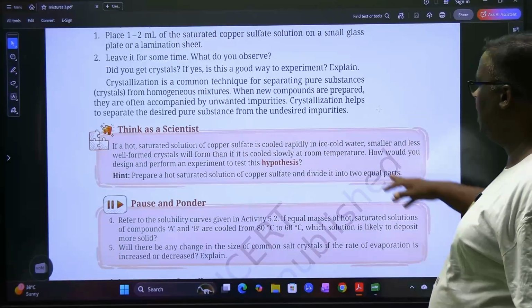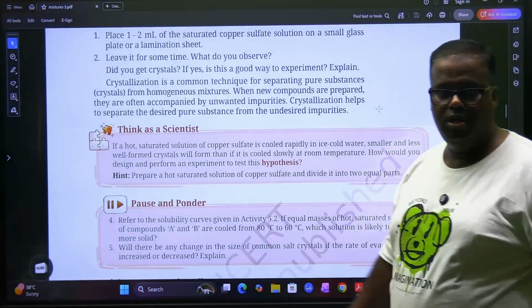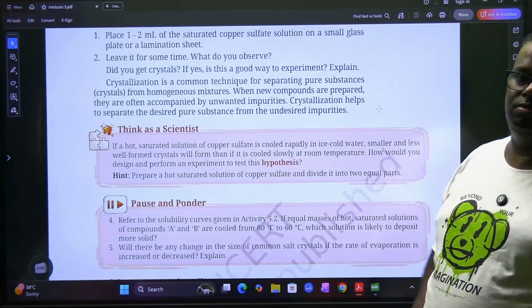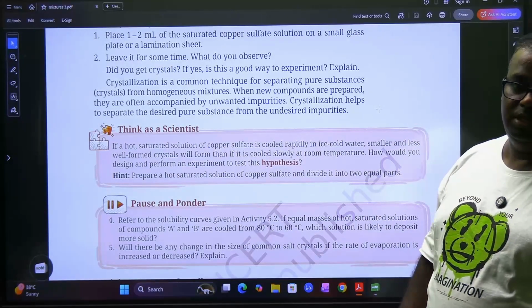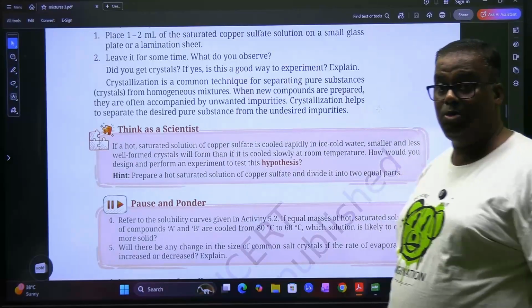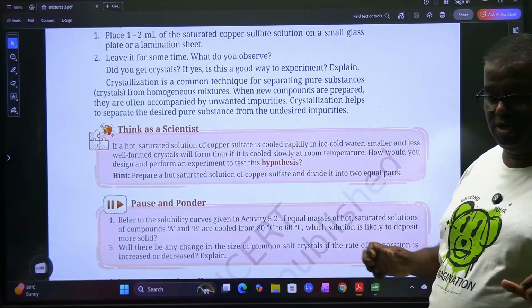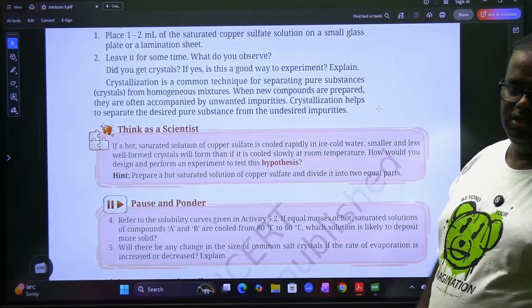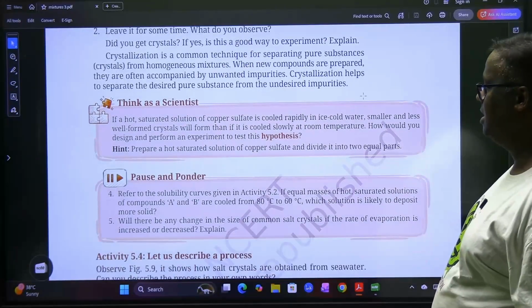If you cool it in ice water, your crystals won't come out good. Immediately, in that case, the solute particles will just separate out. It has to be gradually cooled, because they will separate, plus they will take up some water molecules also. Very slow cooling.